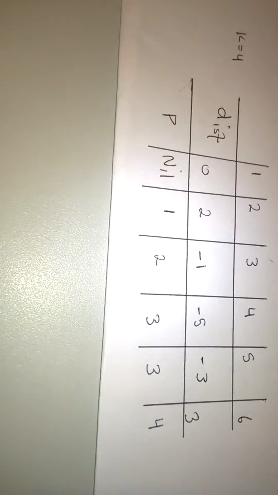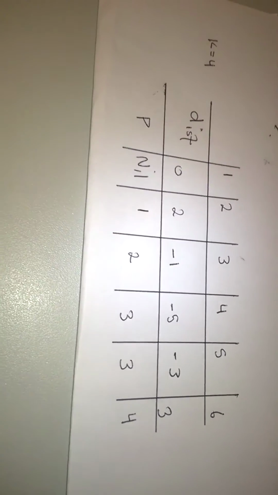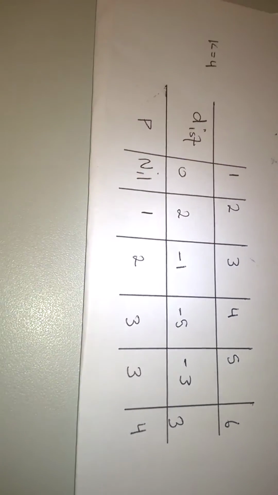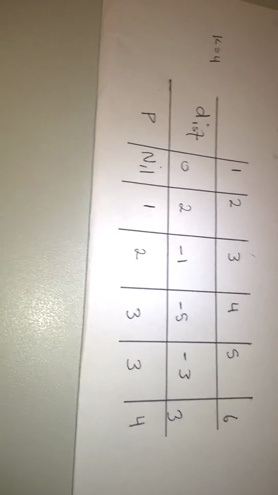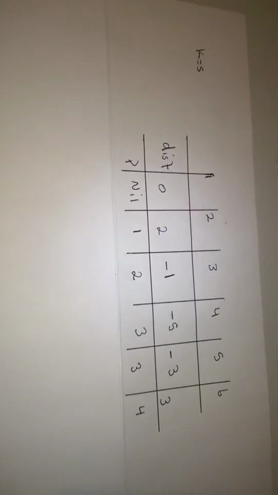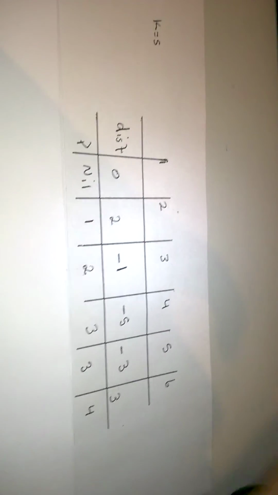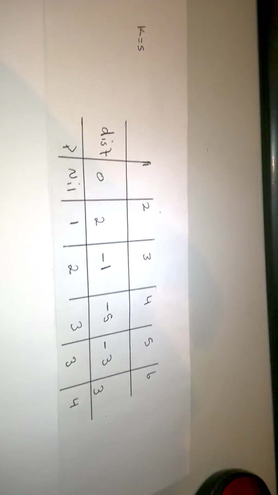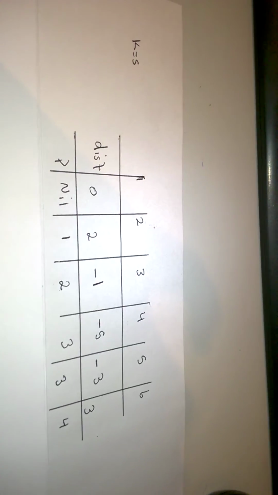Okay, so I went ahead and finished k is equal to 4 and k is equal to 5, right? So this is the answer for k is equal to 4, and this is the answer for k is equal to 5, right? Now when we are finished with all our k's, we have to now draw the paths for each one of these vertices.